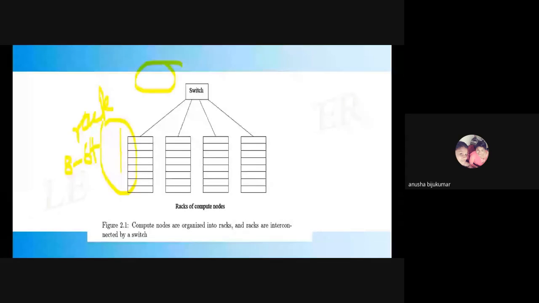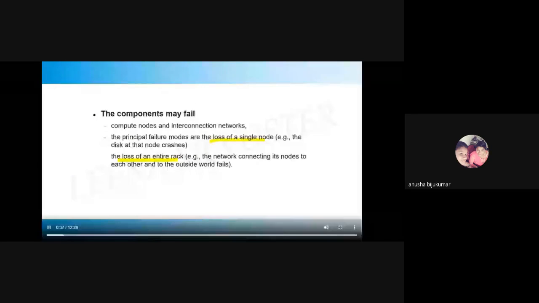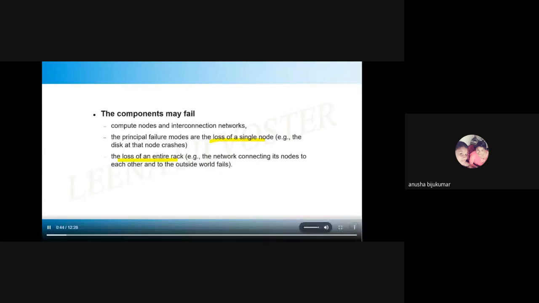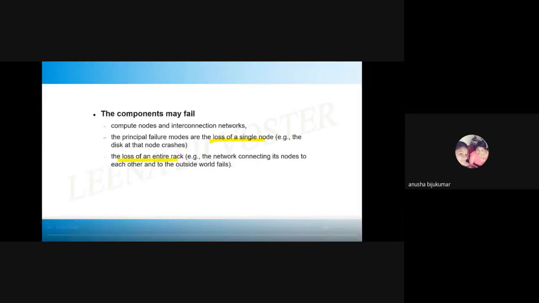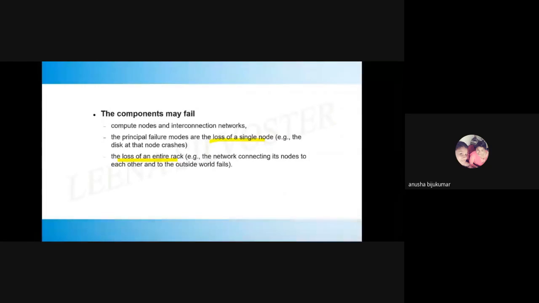Okay, the components may fail. Components include compute nodes and interconnection nodes. The component failures include loss of a single node or loss of the entire rack or its interconnection networks.